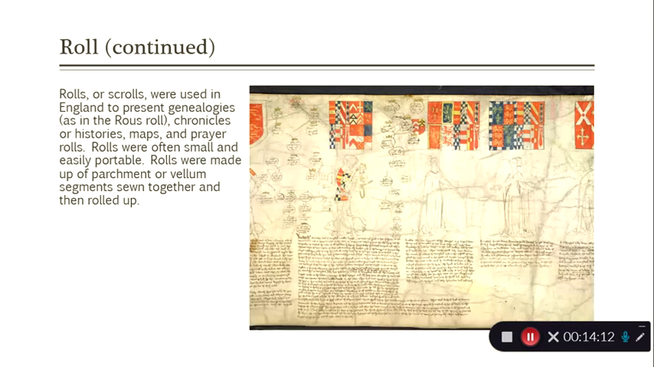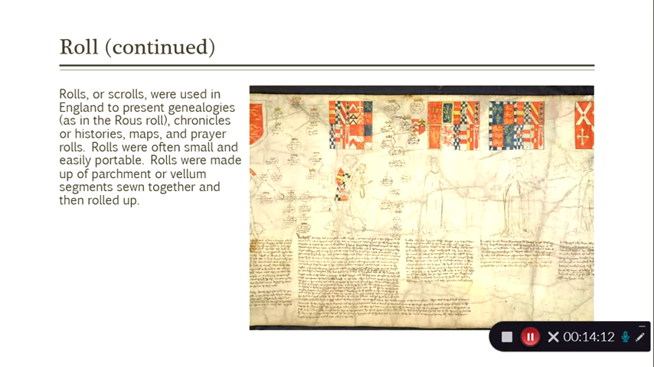Here's another example of a roll. This is the Rous Roll. It's not entirely finished, as you see. You see all the underdrawings here. And this is a genealogy. So this is a family history. And this, again, was rolled up. It could be readily carried. So roll form continued to be used for law, continued to be used for chronicles or histories, it continued to be used for genealogies and also religious texts.